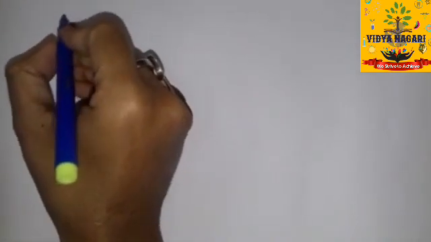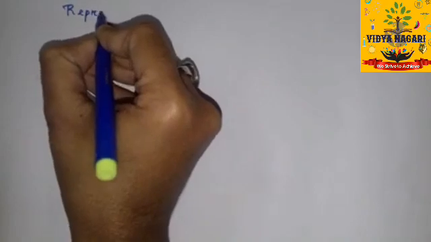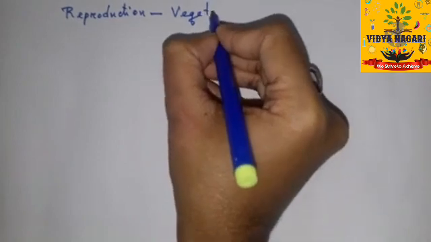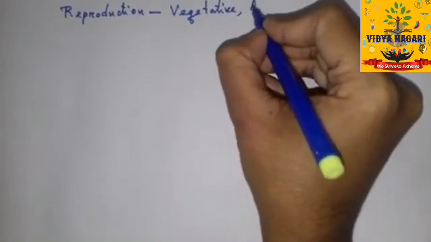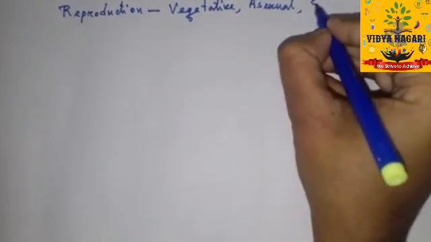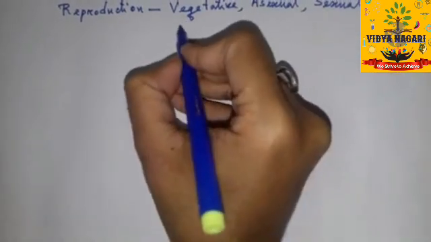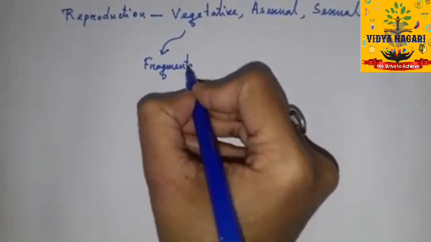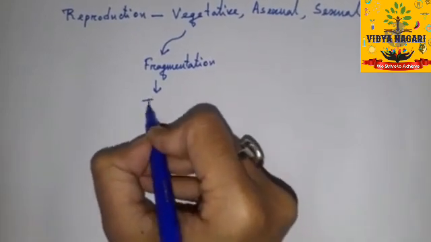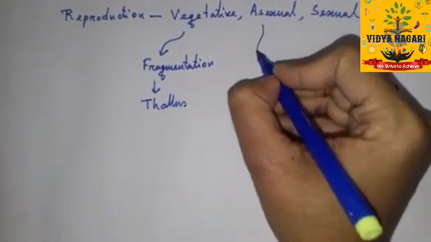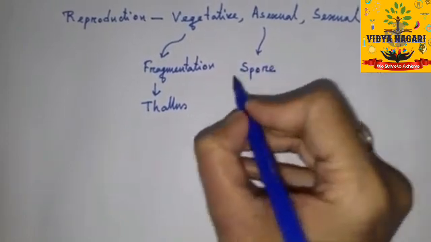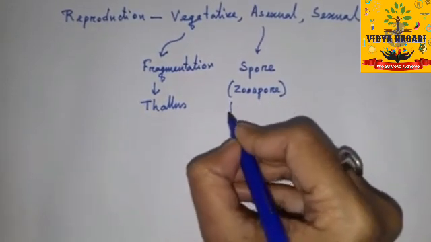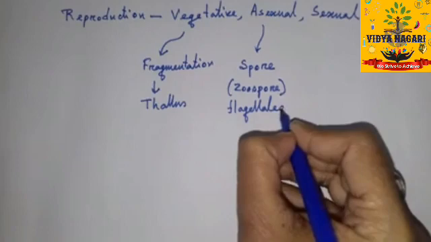Now, if we discuss their reproduction, they reproduce by three methods: vegetative, asexual, and sexual. Their vegetative reproduction takes place by fragmentation, and each fragment forms one thallus. Their asexual reproduction takes place by spore formation. These spores are known as zoospores. This is the most common type of spore, and these zoospores are flagellated and motile.